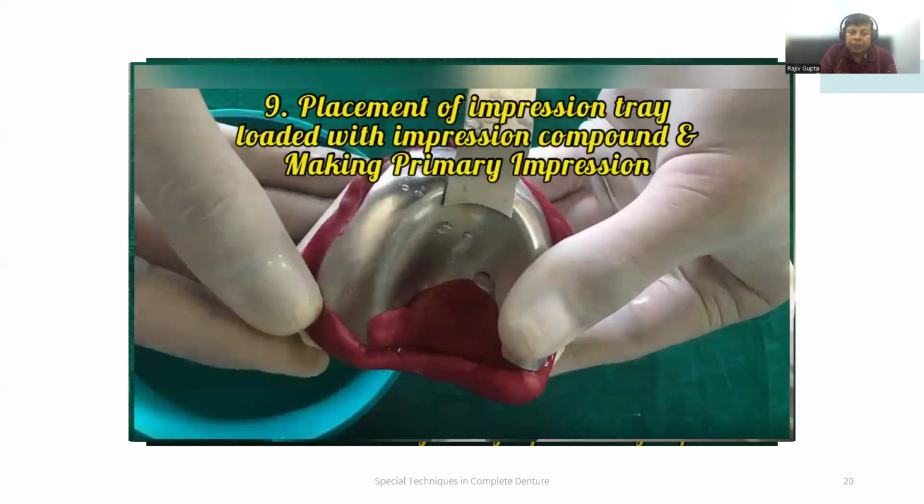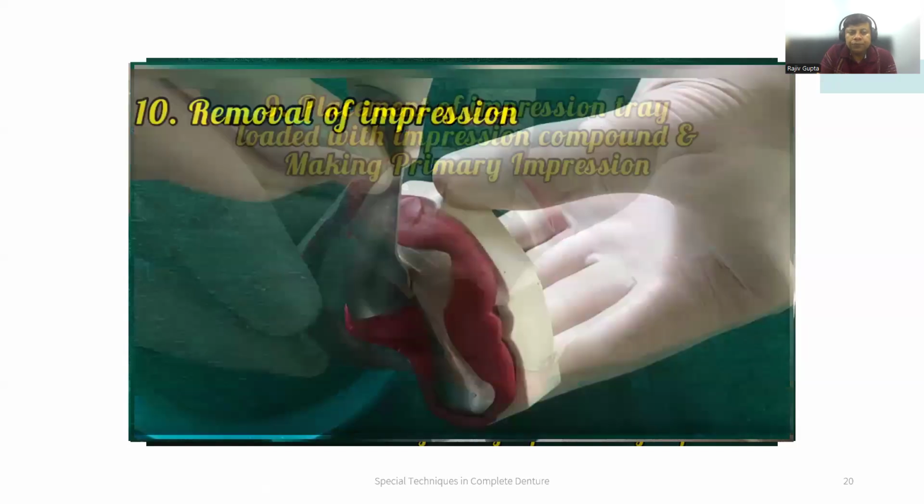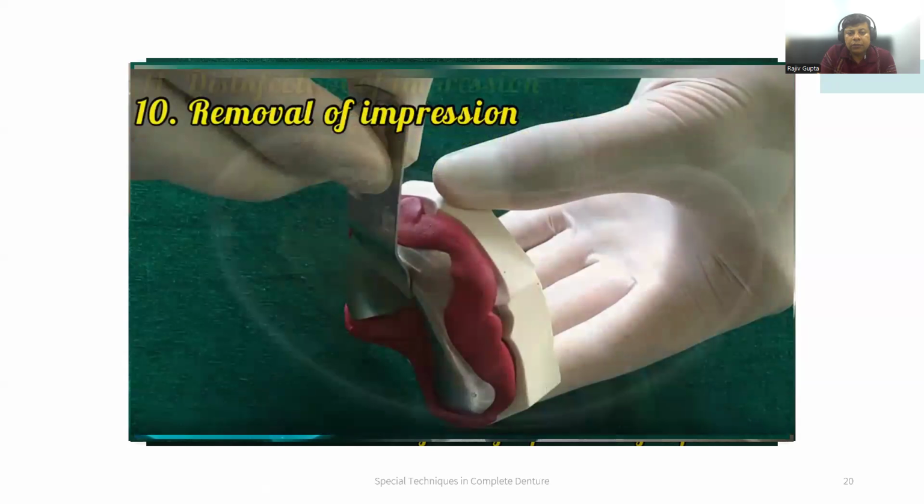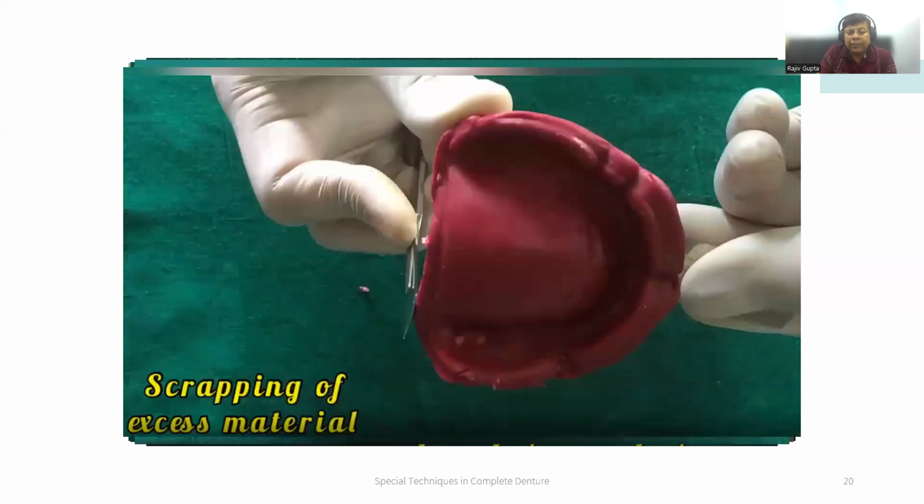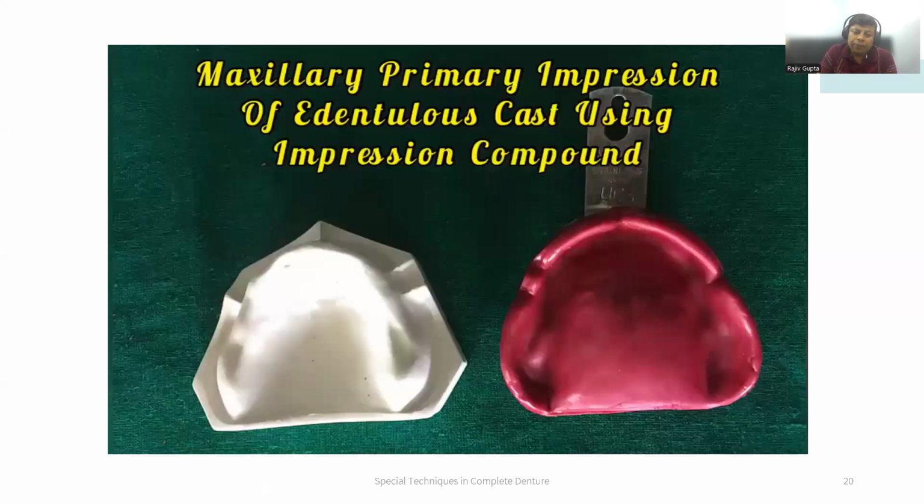Then the placement of the impression tray onto the die or in the patient's mouth, removal of the impression, disinfection, and then remove all the excess material. And if needed, we can remodify the impression as well. So this is the final impression and the cast which has been poured from the impression.